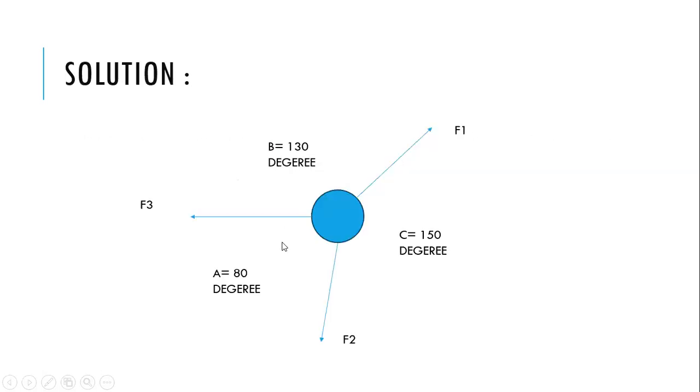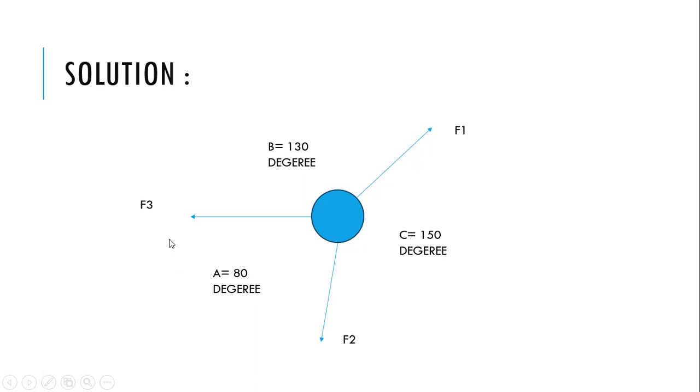Now, draw the solution for the given problem. Take a rigid body. F1, F2 and F3 are the three forces acting on the rigid body at the same point. A, B, C are the angles between the forces. So A equals 80 degrees, B equals 130 degrees, C equals 150 degrees.